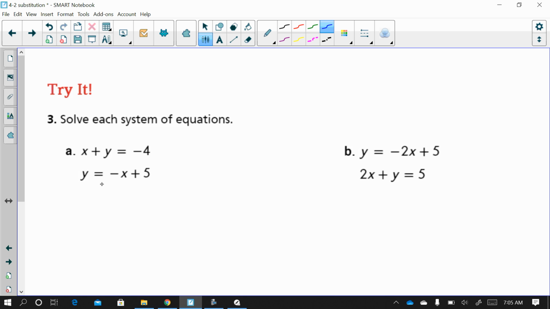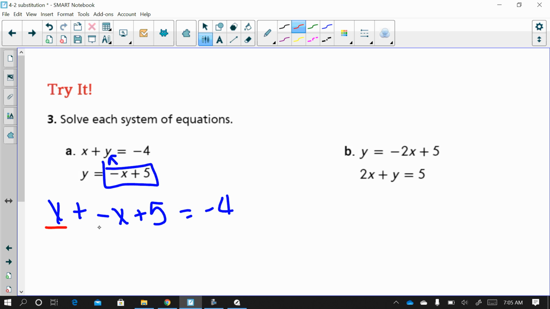Okay, letter A, we know that y equals negative x plus 5, so I'm going to plug that in for y. So x plus, instead of writing y, I'm writing negative x plus 5 equals negative 4. Combine our like terms, x plus negative x, let's just cancel. We get 5 equals negative 4. Obviously that is false, so there is no solution.